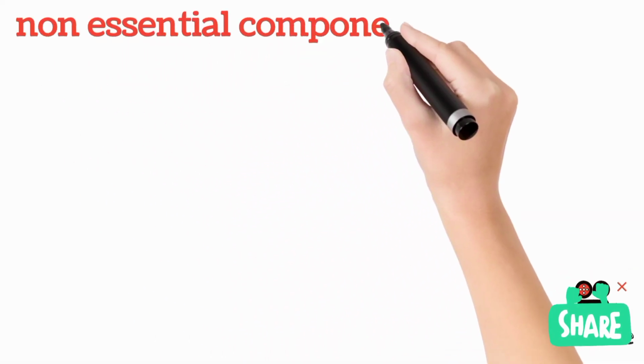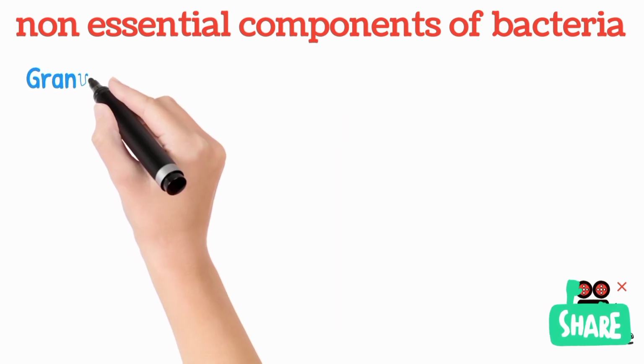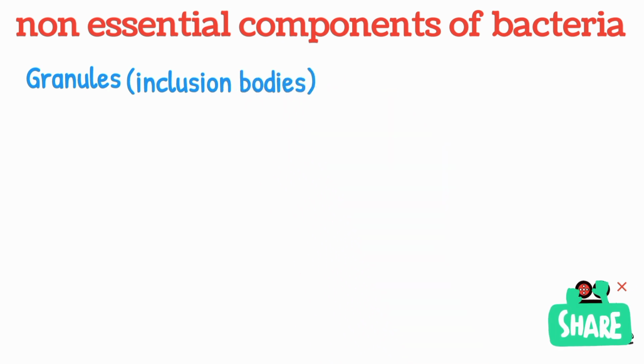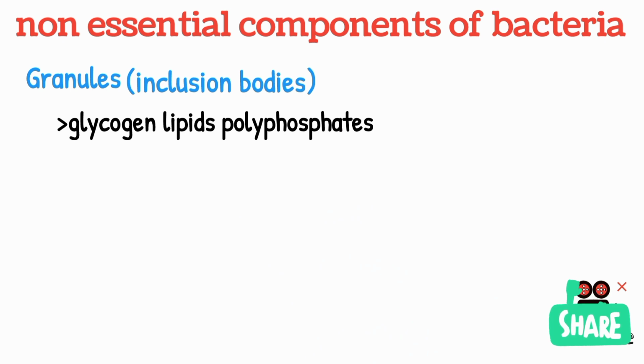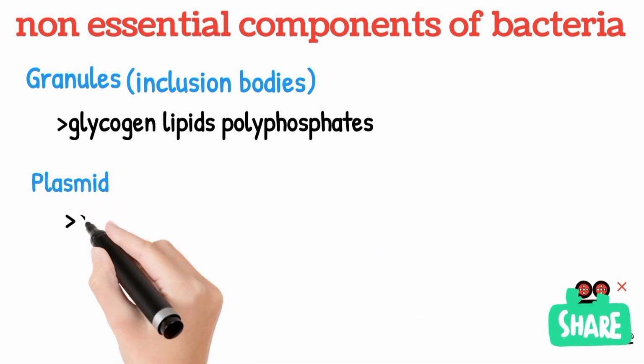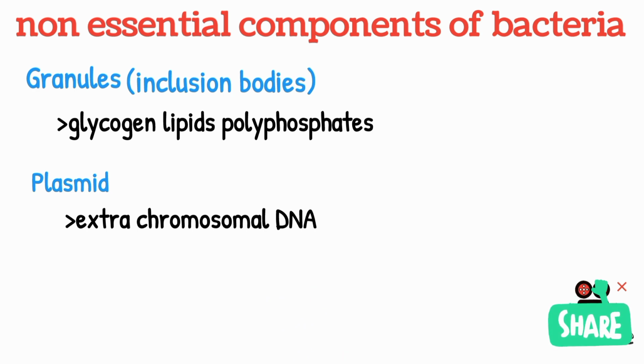Then finally we have a few other non-essential components of bacteria, which include granules. These are also known as inclusion bodies, and they contain glycogen, lipids, and polyphosphates. So that means granules or inclusion bodies are the site of storage of nutrients in the bacteria. Then we have plasmids, as we discussed. These are extrachromosomal DNA, and they encode various antibiotic resistance genes, and this gives the bacteria the antibiotic resistance property. Plasmids are involved in antibiotic resistance and also in the production of toxins.